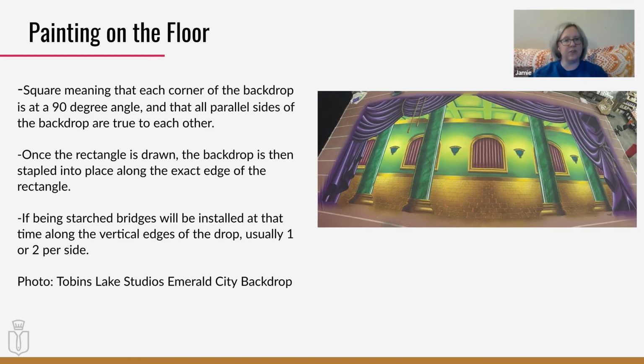Once the rectangle is drawn, your drop can actually be stapled along the exact edges of the rectangle. This would be the time that you would install your bridges. So before you actually attach your drop inside your rectangle, you would screw or nail your bridges into place first, and you actually put the drop, staple it above the bridges. So that way you've got your air able to flow underneath it once you start starching. Usually 1 or 2 per side is good, depending on the size of your drop.